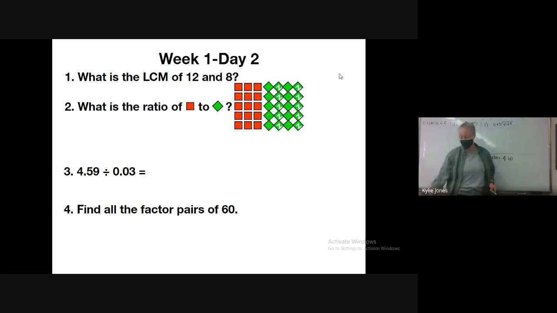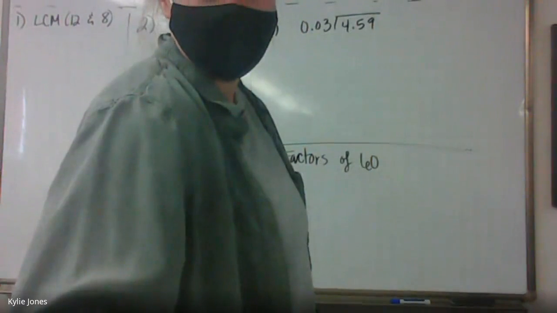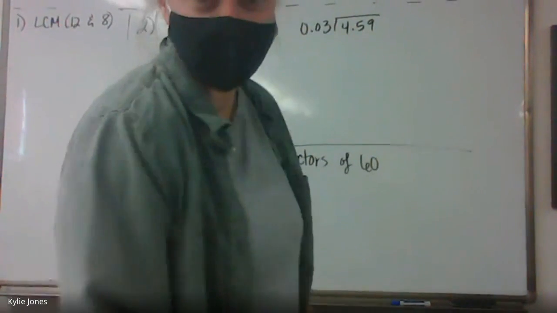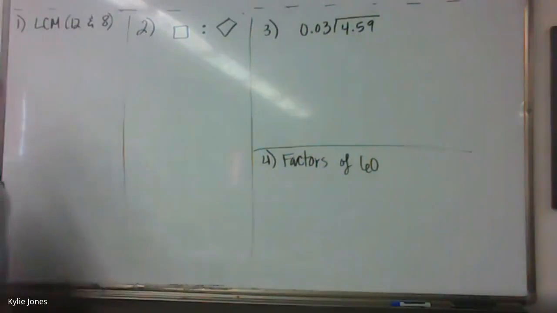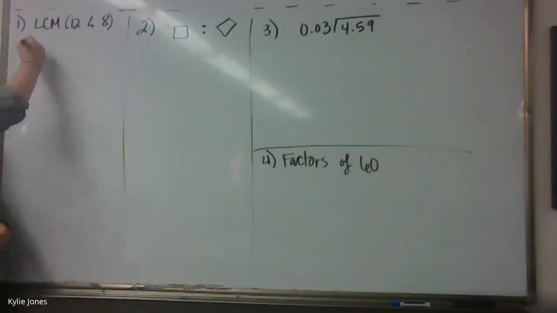Alrighty. I think we are ready to go ahead and work on these problems to review. So, let's start with number 1. Can you guys online see the whiteboard pretty well? Is it good? Yeah. Okay, so to find the least common multiple, we need to do our factor trees first.